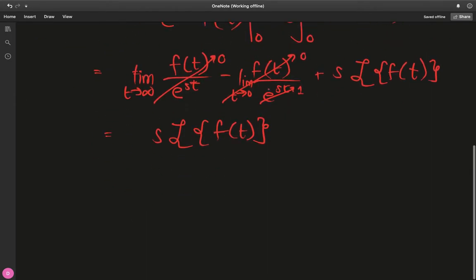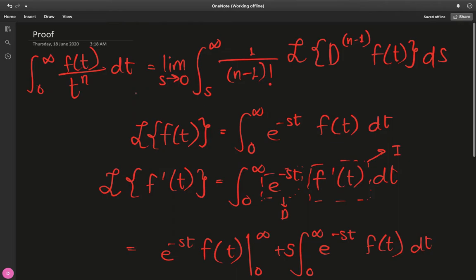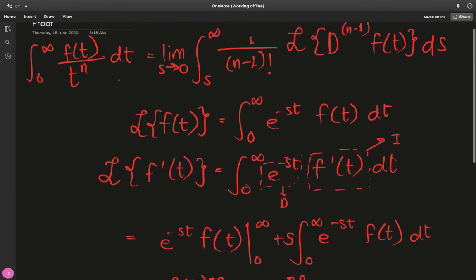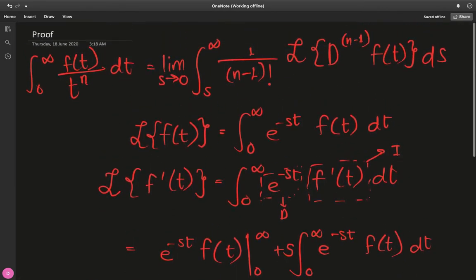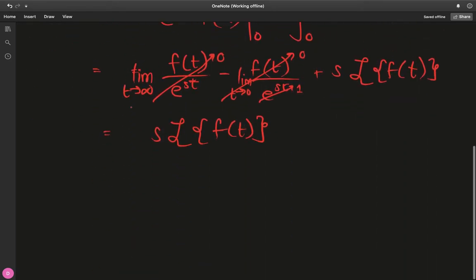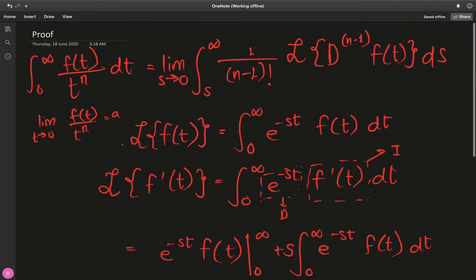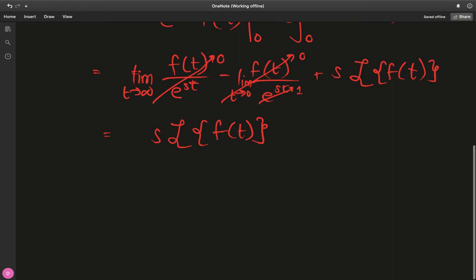And this is a reasonable assumption because this integral is converging. So if you take the ratio, the limit as t goes to 0 of f of t over t to the n, this can't be undefined. This has to be equal to some constant, and that constant is equal to a. So that's one of the special properties of selecting f of t.